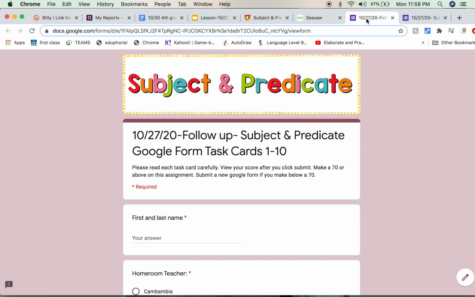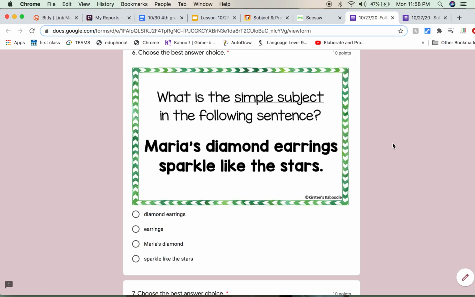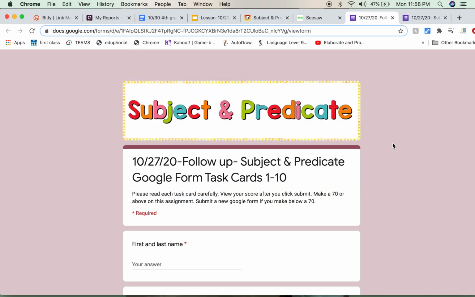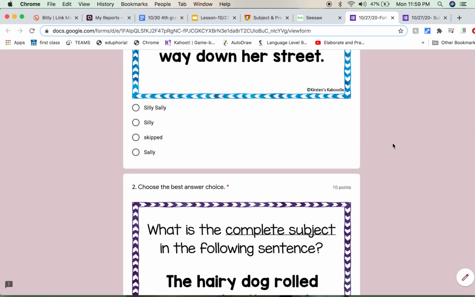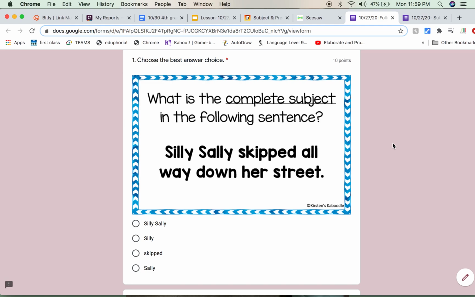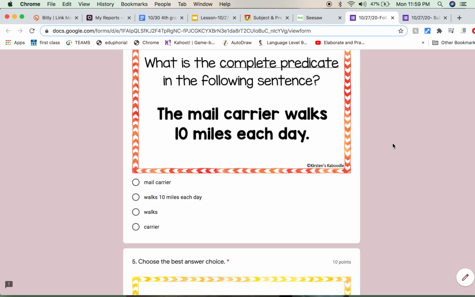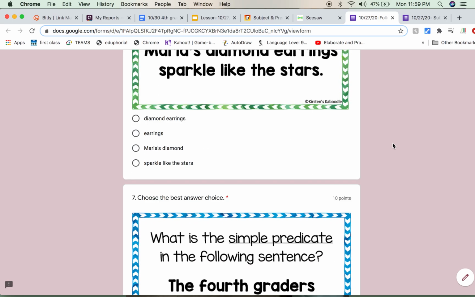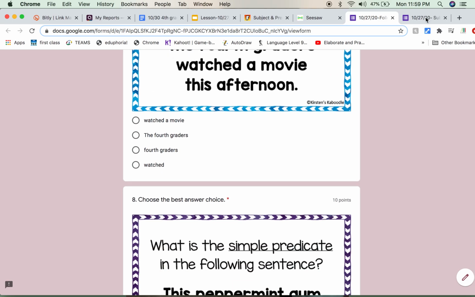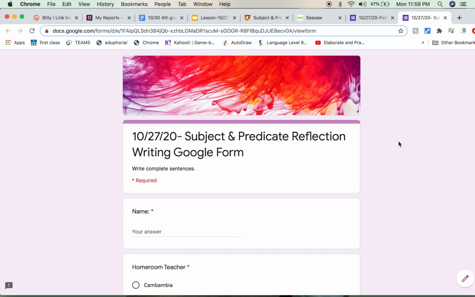In order to practice, because I want you to become a really great writer and I want you to become really confident in writing with the subject and predicate and identifying a subject and predicate in a sentence, you're going to complete the 1 through 10 task cards as your follow-up work. You're going to be looking at a sentence and you're going to identify the complete subject, the complete predicate, simple subject, simple predicate. Then you're going to complete the reflection writing Google form.